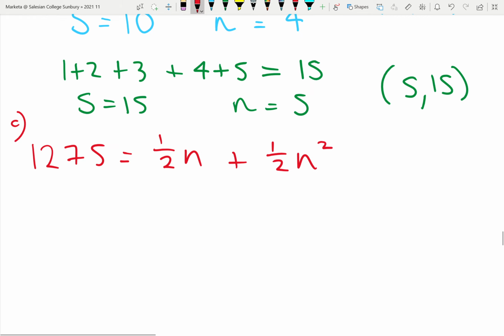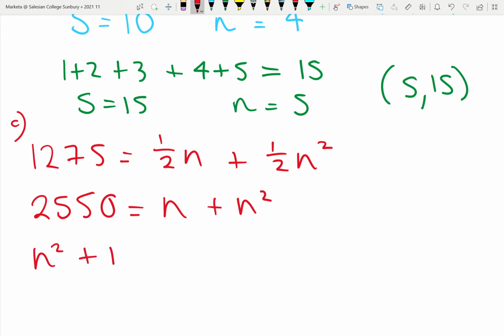Now, you can do this on CAS. If it wasn't on CAS, you would multiply everything by 2, which would end up giving us 2,550 equals n plus n squared. And we see we get a quadratic n squared plus n minus 2550 equals 0. And this is null factor law.